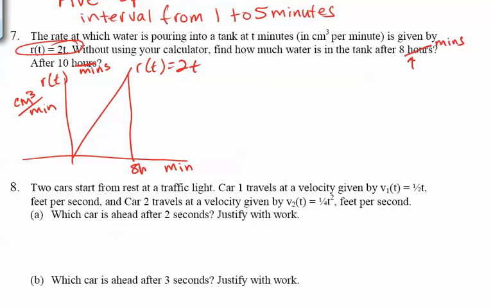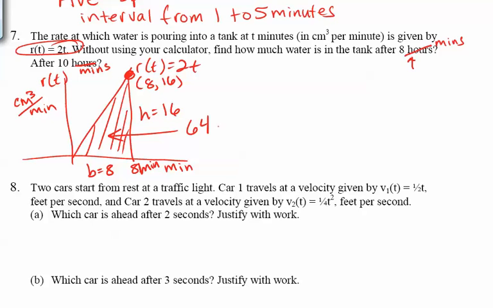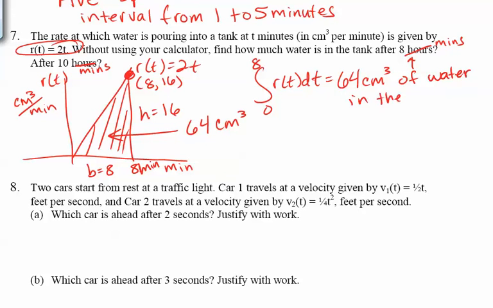So in 8 minutes, we're looking for the amount of water that has accumulated. We know the base of this triangle is 8, and we know the height of this triangle. If we plug 8 in, we would get 16. So we could use geometry to find this area. It's all positive, so we would get 64 cubic centimeters. So the integral from 0 to 8 of r of t dt would be 64 cubic centimeters of water in the first 8 minutes.